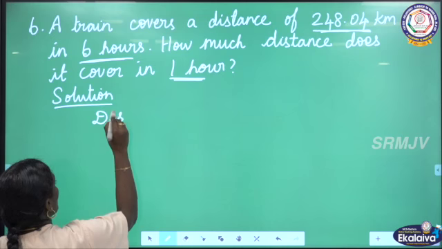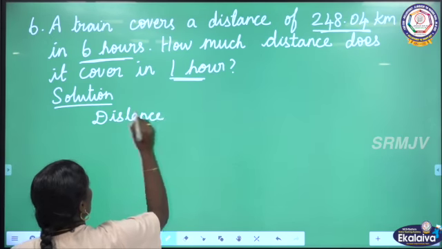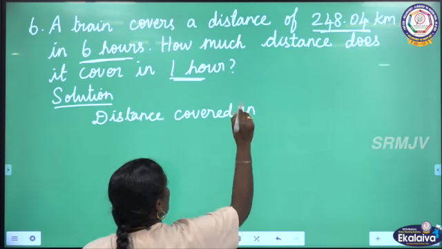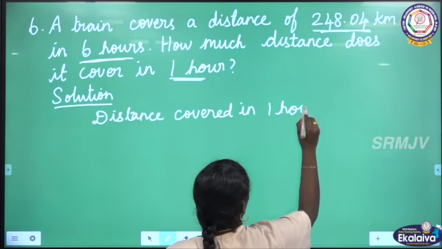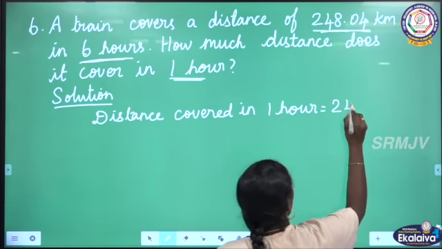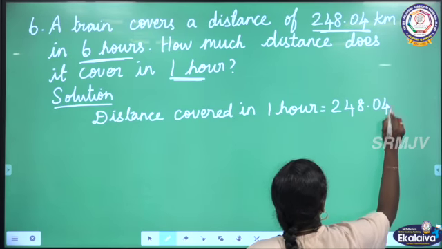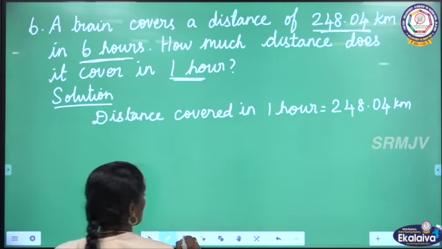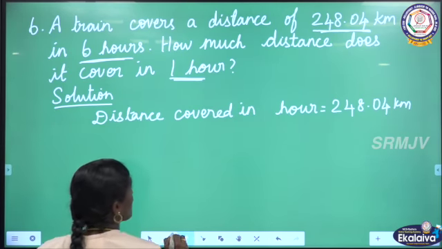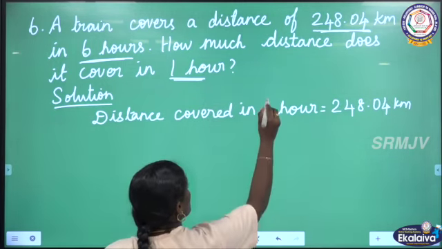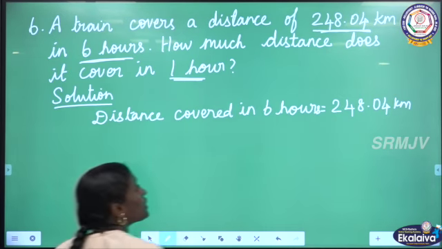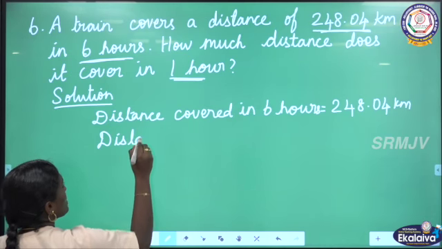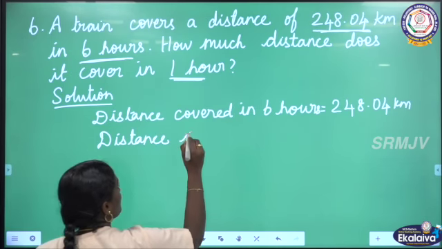Distance covered in 1 hour is equal to 248.04 kilometer. Sorry, this is distance covered in 6 hours. Distance covered in 6 hours is equal to 248.04 kilometer. Now we are going to find out the distance covered in 1 hour.